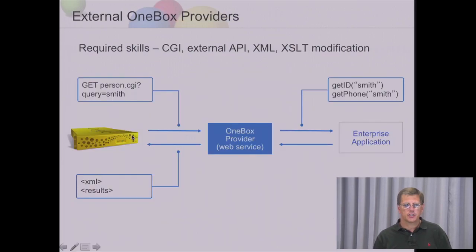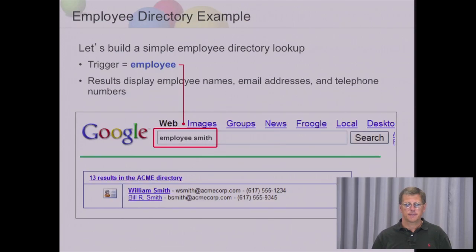Here's a diagram of what it looks like. The search appliance, at search time, sends a GET request to the web service along with the query term that the user entered. This Onebox module you write could be Java, Python, Perl, C#, .NET, it doesn't matter. All it needs to do is receive a GET request, parse the search term out of the URL that it receives, perform some back-end application lookups, and then return an XML file in the proper format so the search appliance can include that in its search results.